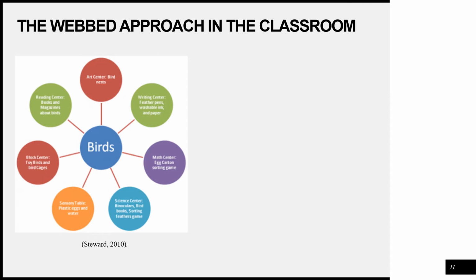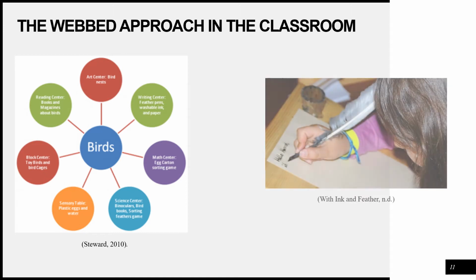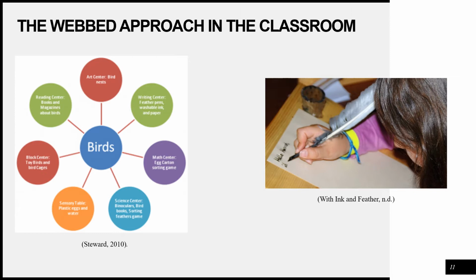English was incorporated into the theme by using feathers to complete writing tasks and engaging in both books and magazines of birds. An egg sorting game where students were required to sort eggs into cartons by their colour was the integration approach of mathematics. And finally, science was also intertwined into the curriculum planning through activities such as bird watching, where students documented their bird observations, and sorted feathers which they had collected.